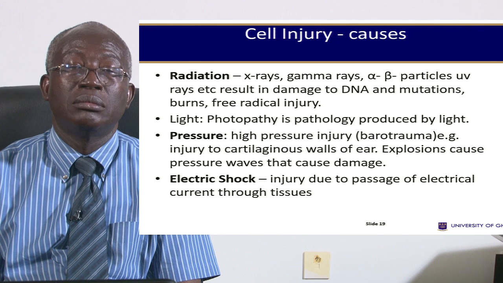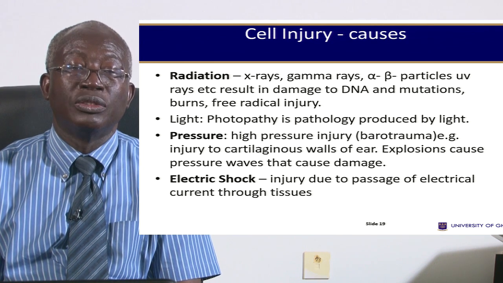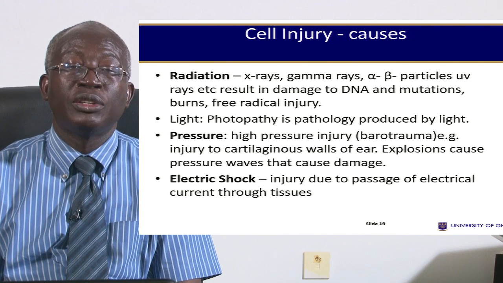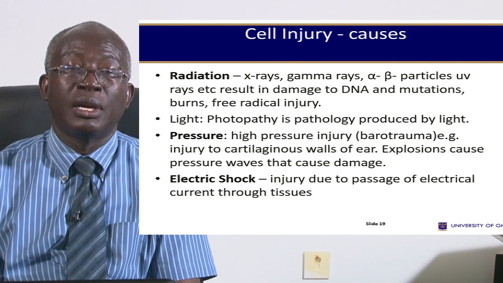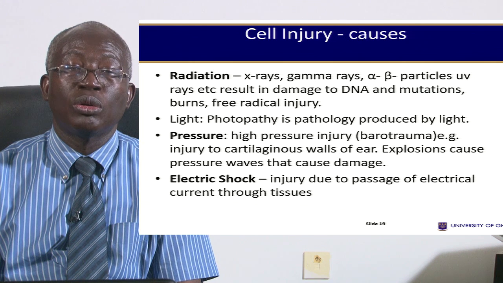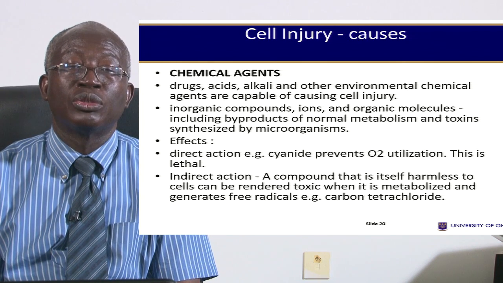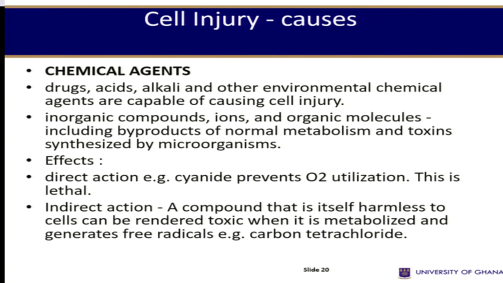Then pressure from, say, explosions can cause injury. Electric currents can provide a shock that will destroy tissues and cause injury. Chemical agents include drugs, acid, alkali, and other chemicals in the environment.